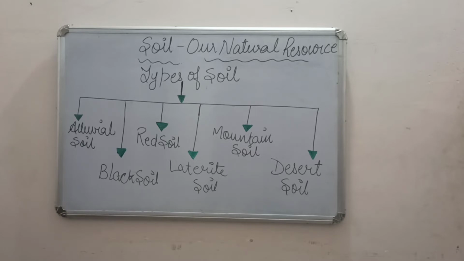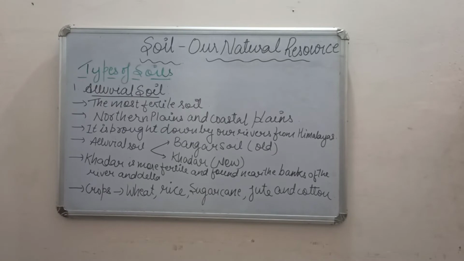We are talking about India in this chapter. Soil of which country? India. We are talking about the natural resource soil which is there in India, and in which part of India these soils are. So now let's first start with the alluvial soil. Our first type of soil is alluvial.